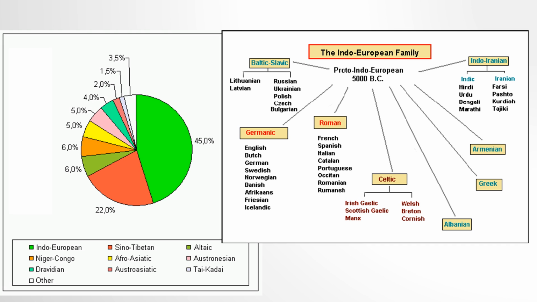So if you look at the Baltic Slavic language family, you can see Lithuanian and Latvian as your language groups, as well as Russian, Ukrainian, Polish, Czech, and then Bulgarian. The Russian obviously is going to have a little bit of Germanic in there because of the Viking mix within the Russo-Slavic switch over right before the Mongols.